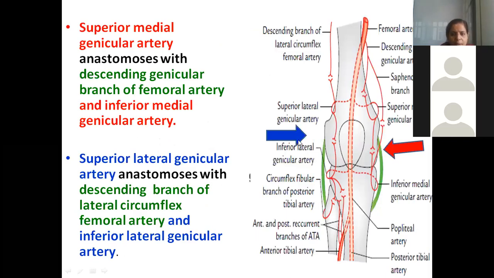Now see here. See this one. So superior medial genicular artery. I told you it is one of the branches of popliteal, as Hansraj also told us. Superior medial genicular artery is anastomosing with the descending genicular branch of femoral artery. And inferior, see here, this is inferior medial genicular artery. Okay, 1, 2, 3, you should remember, on the medial side.